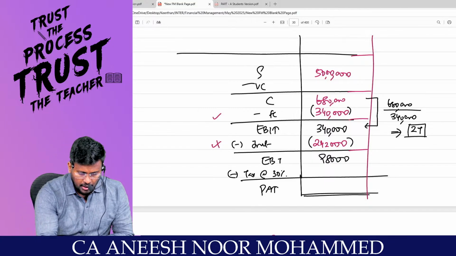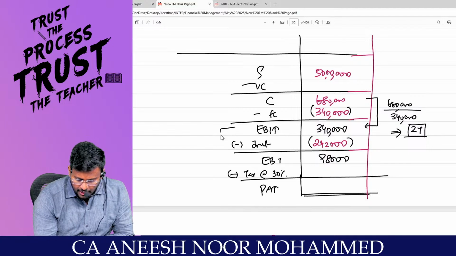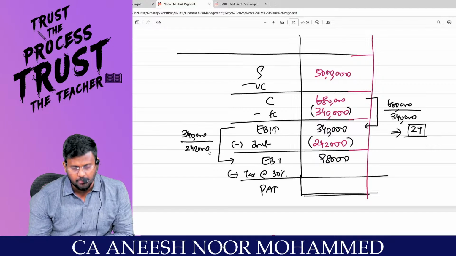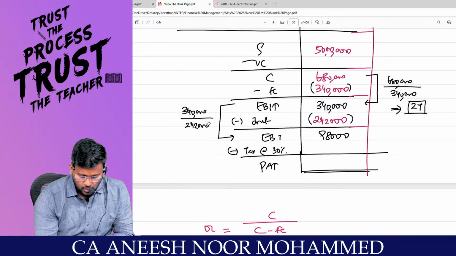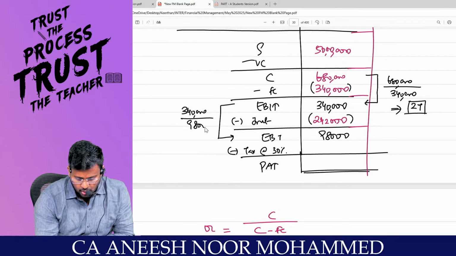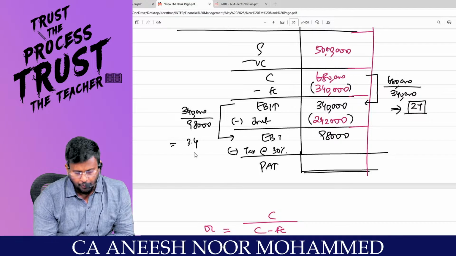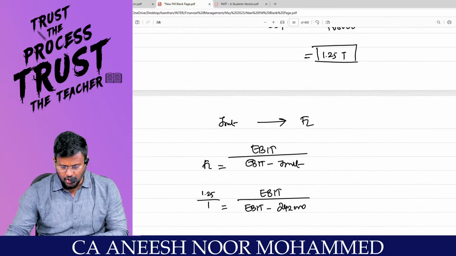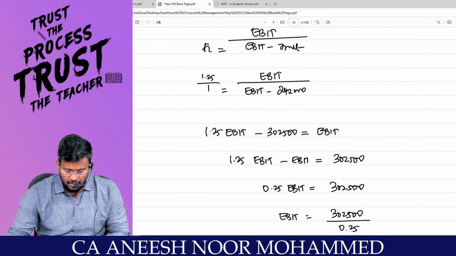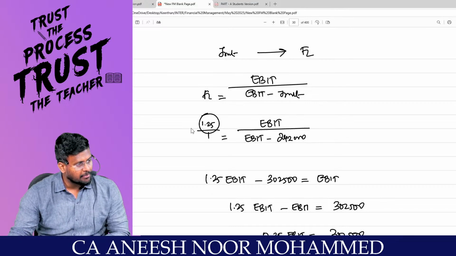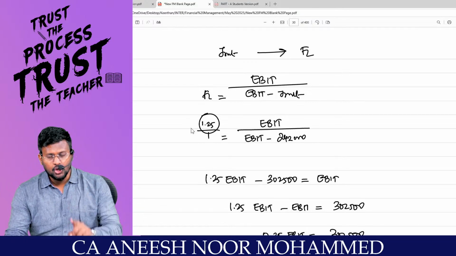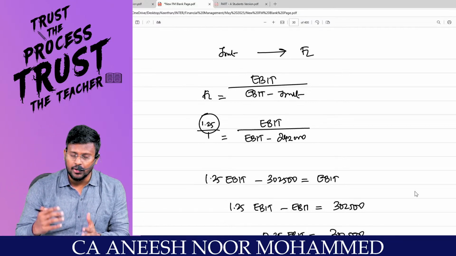Now coming to the financial leverage, EBIT divided by EBT, which is 3,40,000 divided by 98,000 comes to 3.469 times. What is the financial leverage given in the question? 1.25. Is it matching? No, it will not match. It should not match because you will get alternative answers.